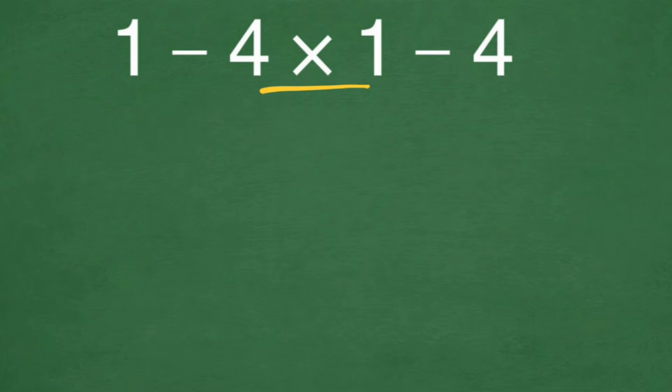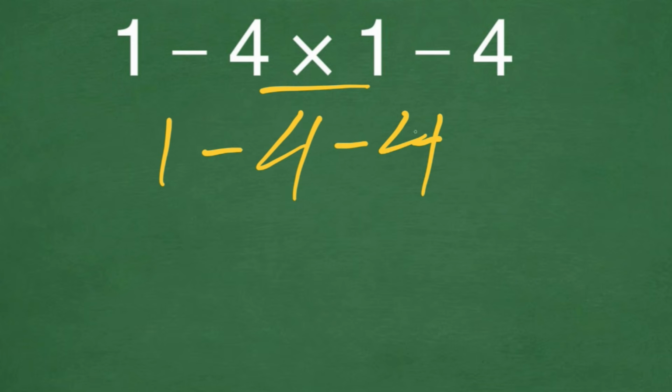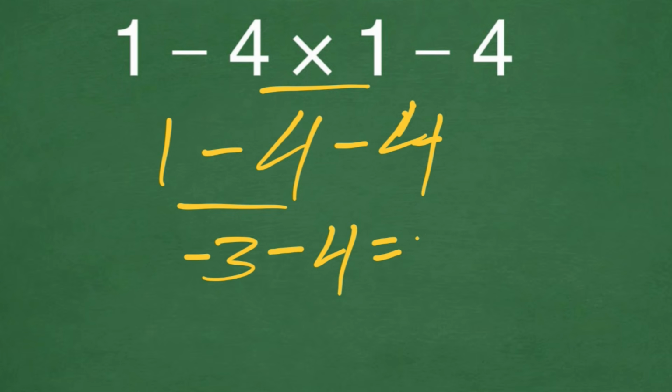So 4 times 1 is the first thing to solve, and 4 times 1 gives us just 4. And the problem becomes 1 minus 4 minus 4. And 1 minus 4 gives us negative 3. And negative 3 minus 4 is equal to negative 7. So the final answer to this question is negative 7.